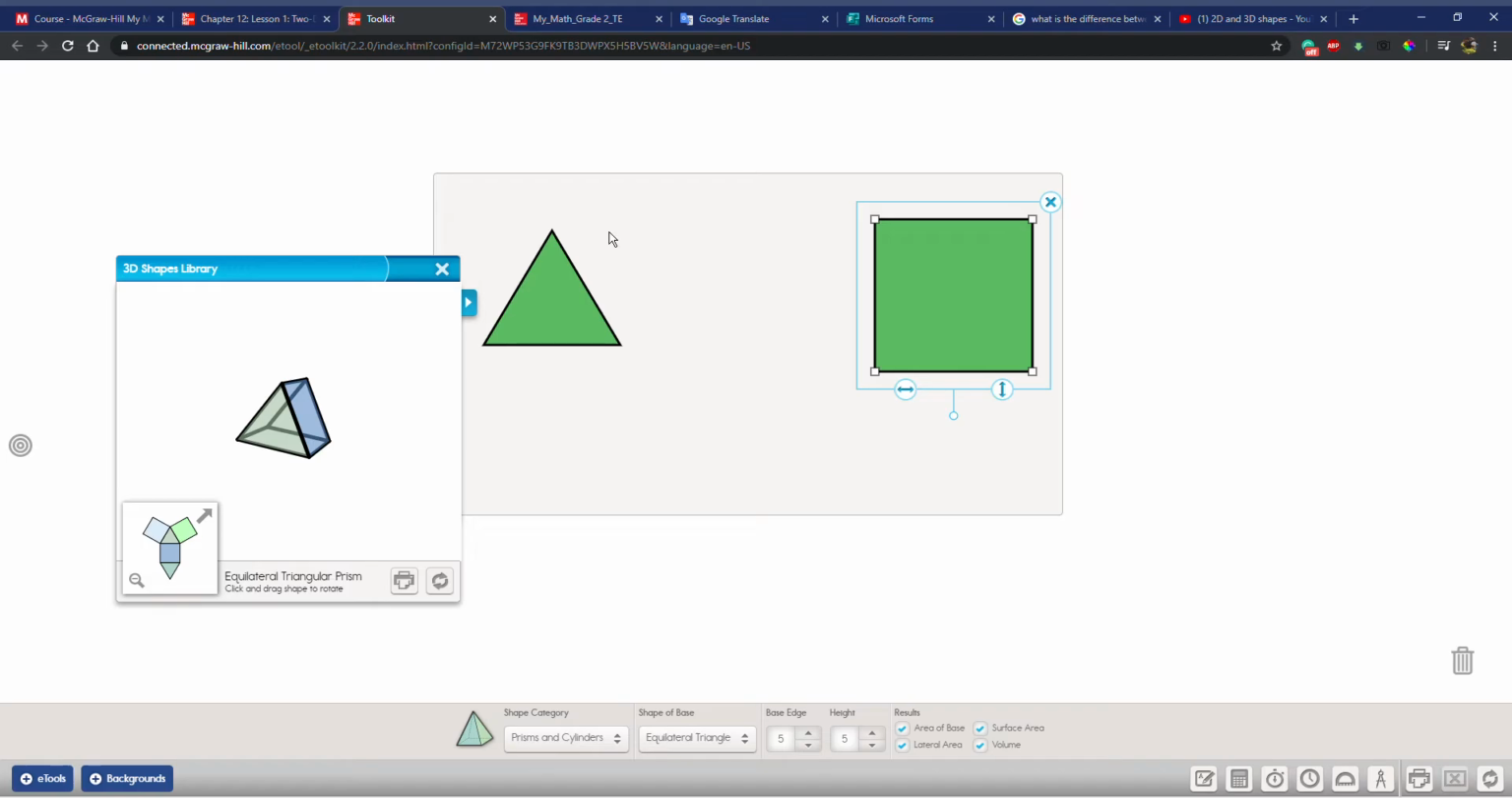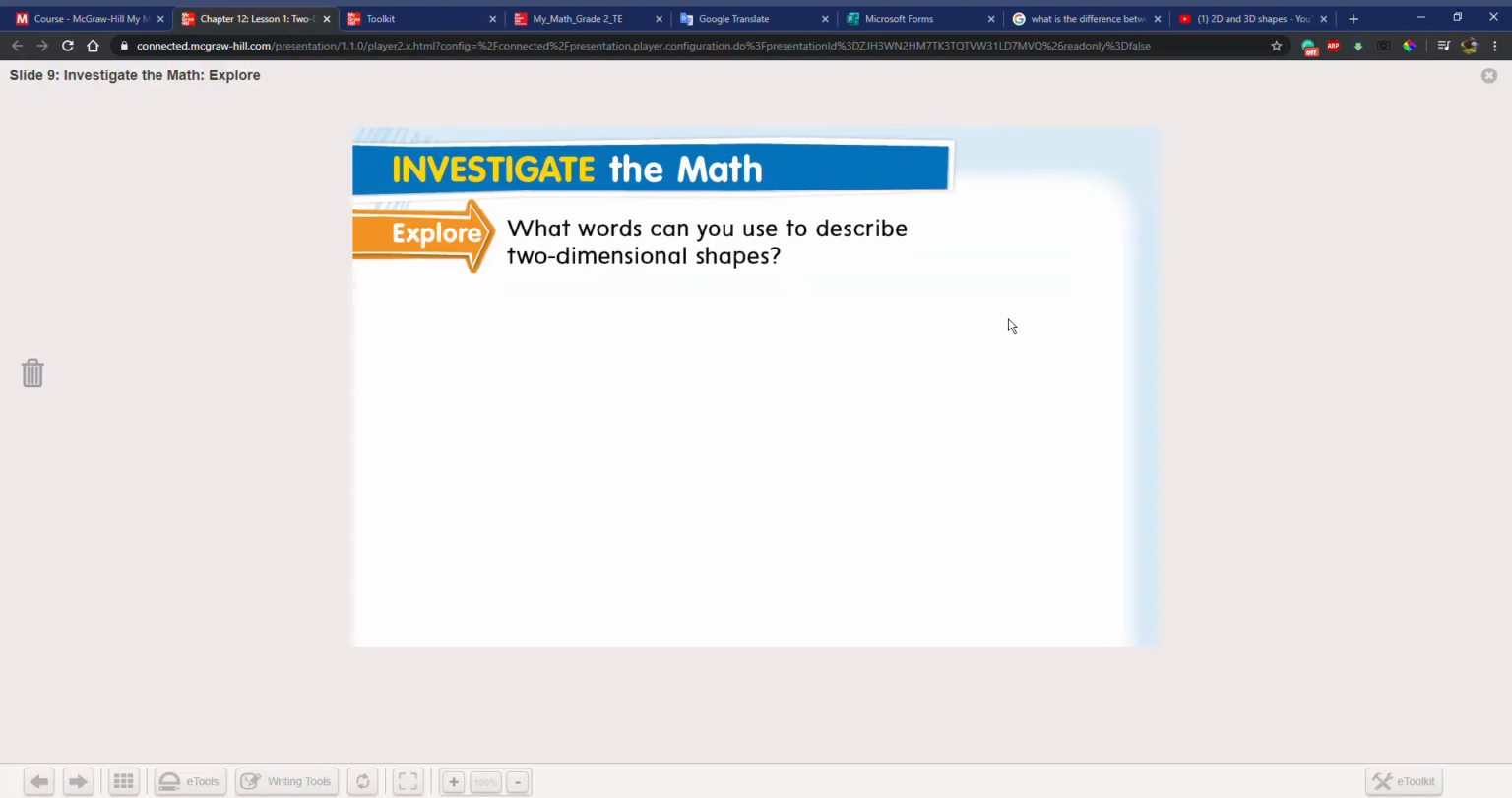If you want to check, you can also look on YouTube for two and three-dimensional animation to see the difference between them. And maybe I can put a video explaining the difference in your Class Dojo. I hope you understand. Now let's go back to our lesson. It was just 4 minutes to give you the concept of 2D and 3D. Now they are asking us, what words can you use to describe two-dimensional shapes?